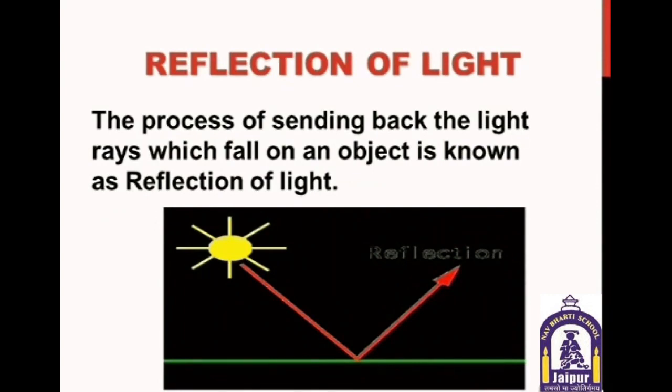Now we'll study the reflection of light. As you have studied earlier in your earlier classes, it is the sending back of light rays which fall on any object. Here is a picture which depicts sun rays being sent to the ground. This is a reflecting surface, and those rays are sent back to the medium where they were. So reflection is the process of sending back of light rays which fall on any object. This green colored thing is an object, and as the sunlight falls on it, it reflects it back.